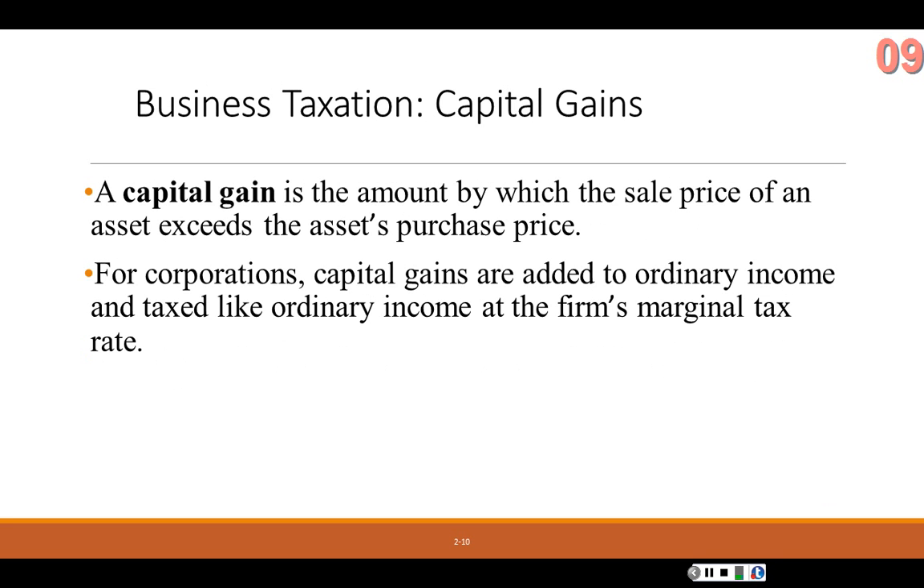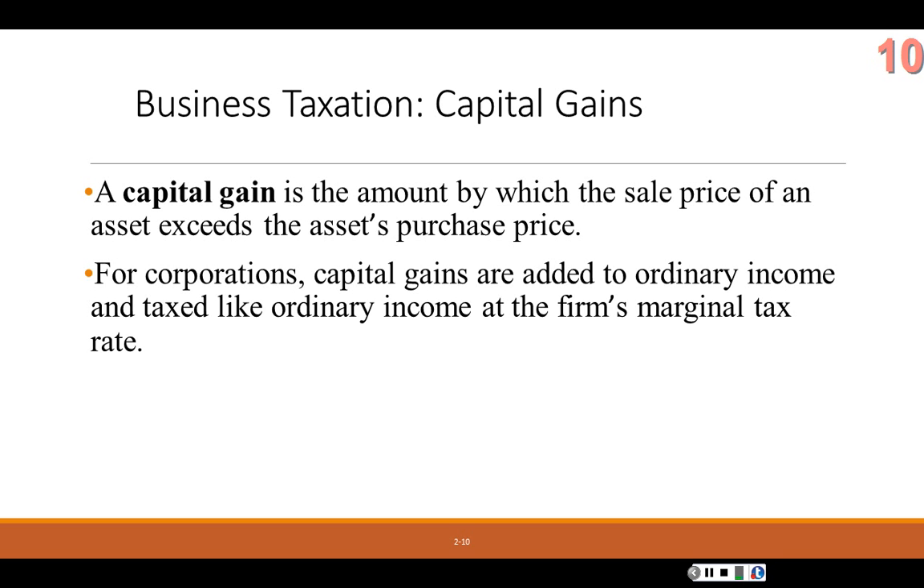So we've talked about ordinary income. Ordinary income is income that's received from day-to-day operations through the sale of goods and services. The second type of income is capital gains. Capital gains are the amount by which the sale price of an asset exceeds its purchase price.